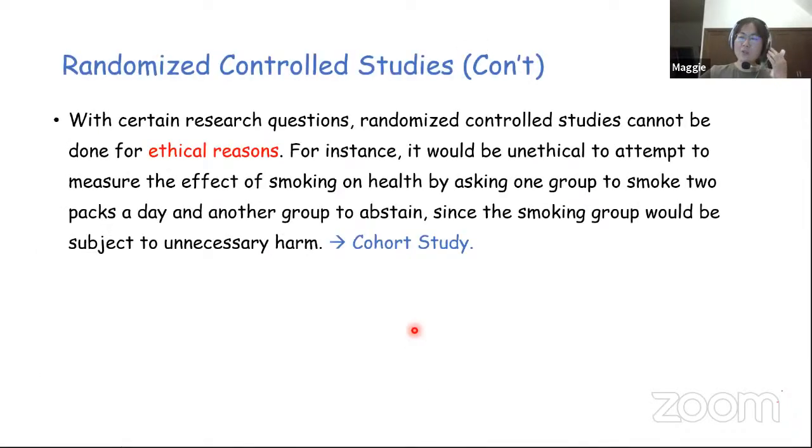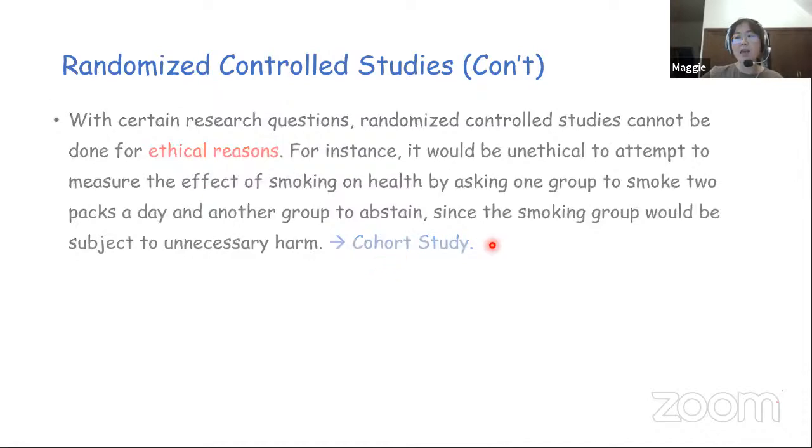With certain research questions, randomized control studies cannot be done for ethical reasons. For example, as we mentioned before, we want to study the effect of smoking on health. You cannot ask someone to smoke 2 packs a day and another group to abstain from smoking. So for this kind of study, because of the ethical reasons, we can only do the cohort study.